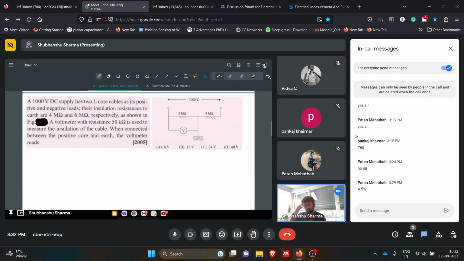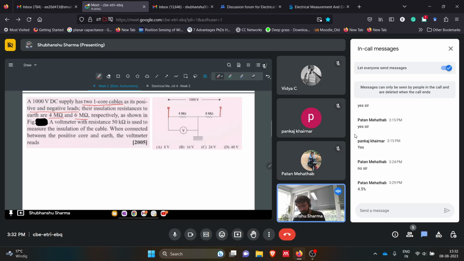Just read this. This is also kind of easy. This is also a GATE question. A 1000 volt DC supply has two single core cables as its positive and negative leads. Their insulation resistances to earth are 4 mega ohms and 6 mega ohms. So this was one cable lead and this was another cable lead, with resistances of 4 mega ohm and 6 mega ohm respectively.